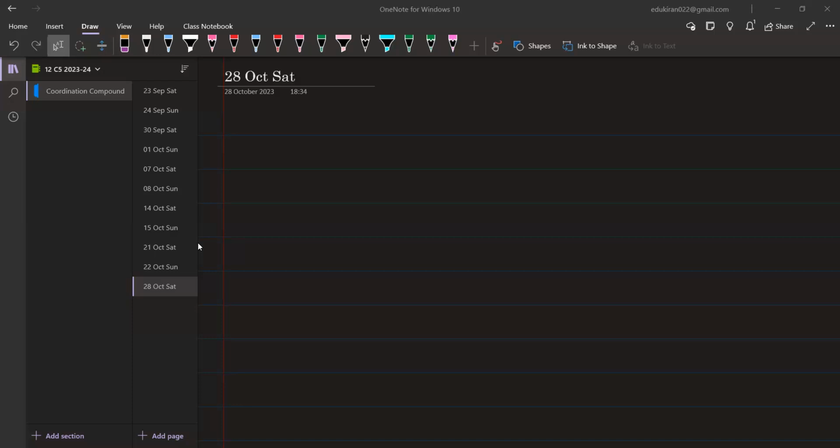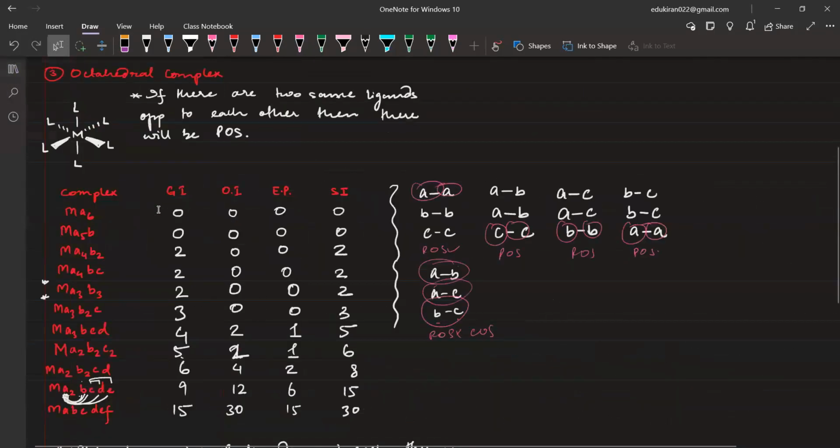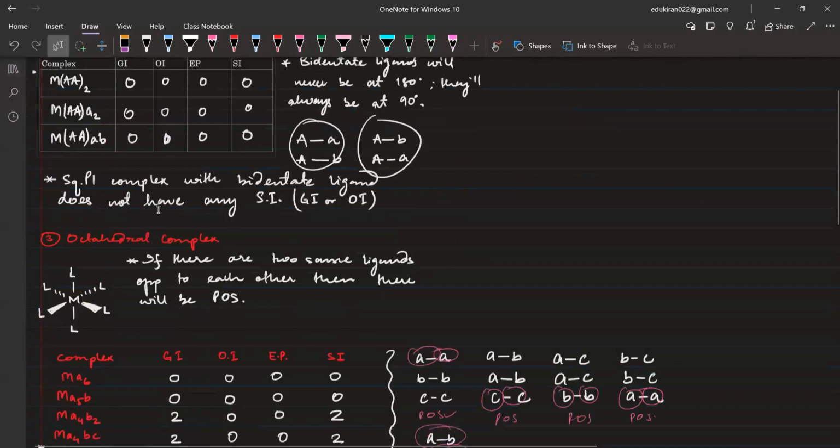There's a small bit of portion remaining in coordination compounds, and after that, we are going to start organic chemistry. Okay. So we're doing the isomers and specifically stereoisomers of octahedral complexes.